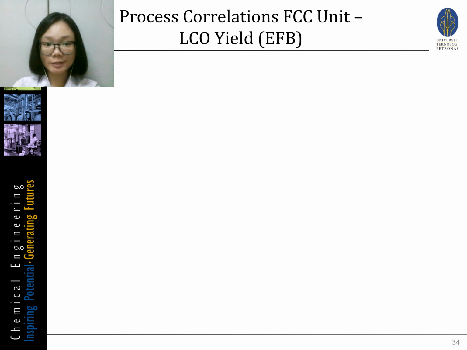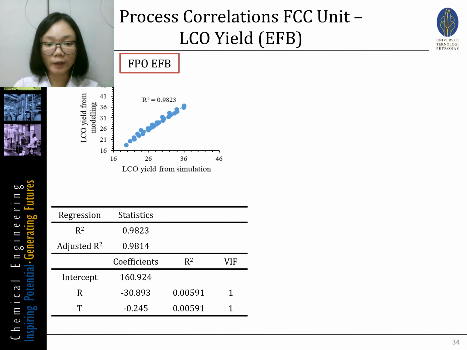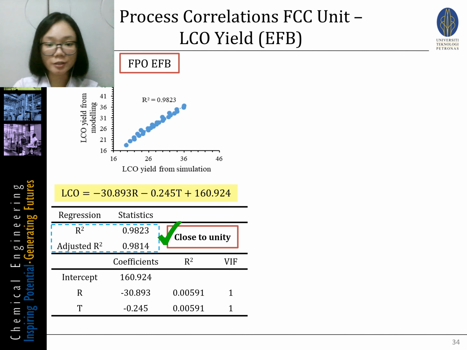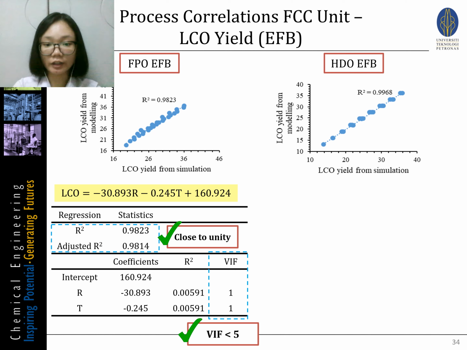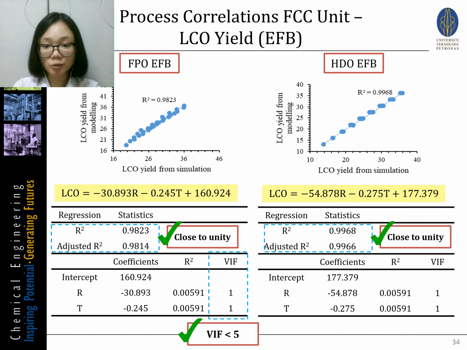Moving on next, I present to you the process correlation of LCO yield from the EFB boil oil. Firstly, here we have the FPO EFB, and here is the result from the surrogate model development, and this is the final form of the equation, which consists of variables R and T. The R squared and the adjusted R squared are close to unity, and the VIF is less than 5. And next here is the HTO EFB, and this is the result from the surrogate model development, and this is the final form of the equation, which also consists of variables R and T. The R squared and adjusted R squared are also close to unity, and the VIF is also less than 5.